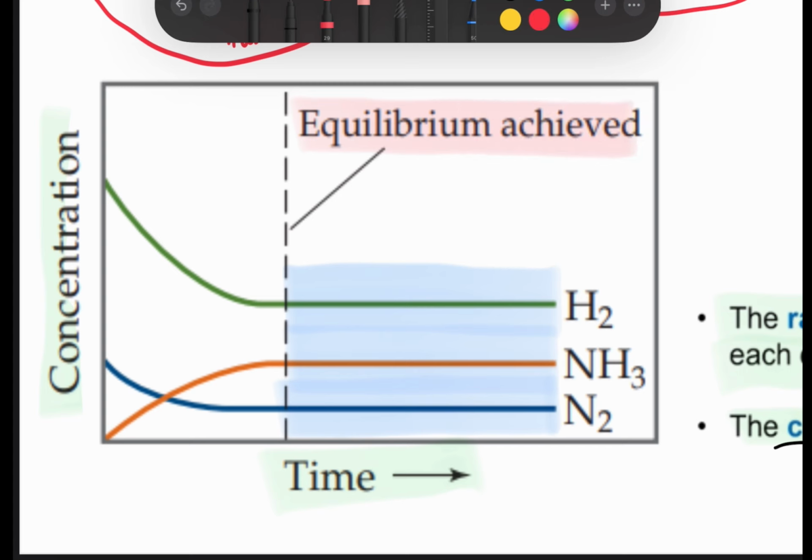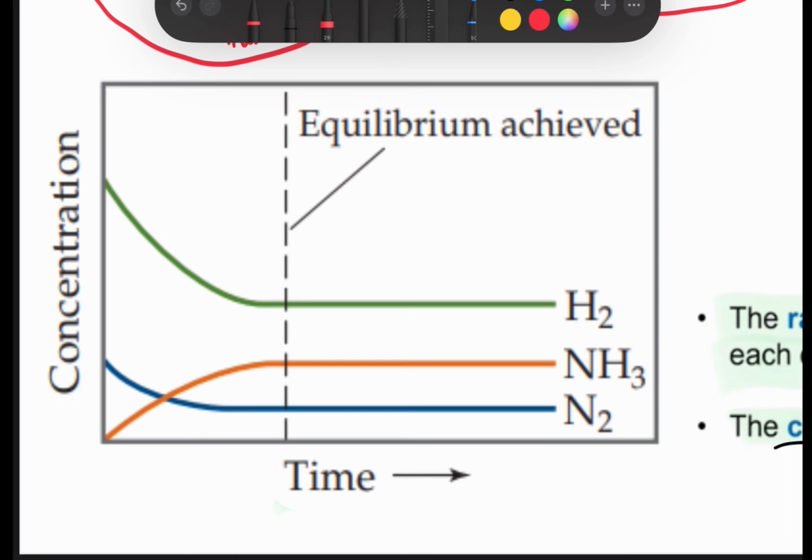What does it mean? It means if you want to read the y-axis reading for the hydrogen, you have to extrapolate and just read this value, which is a fixed number. If you want to read the concentration of ammonia, you have to take a vertical line, extrapolate it, and just take this number in here. And the same thing for the N2 in here. So since you have fixed concentrations, it means that the reaction has reached equilibrium.